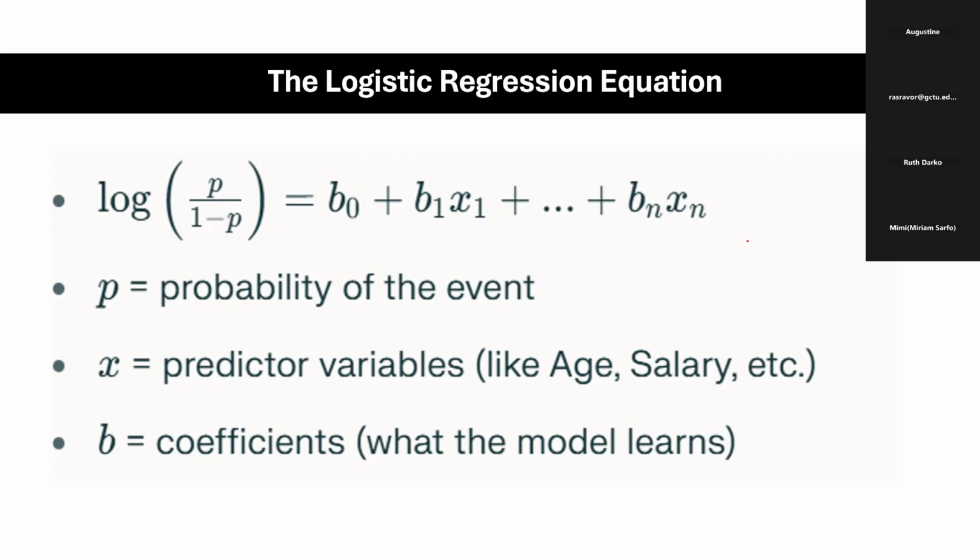Where P is the probability of an event happening against the probability of the event not happening. X is a predictor variable like age, salary, etc. The B are the coefficients, or what we call the model fit. Any question before I move on?